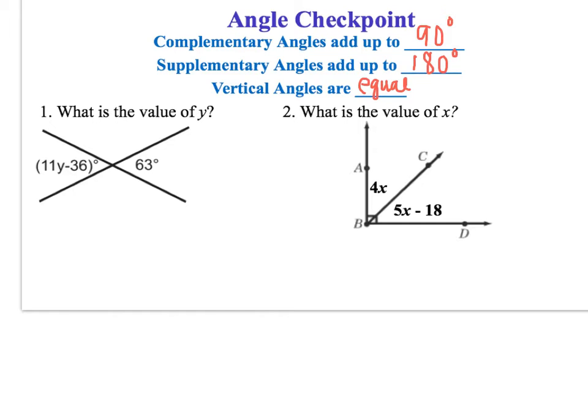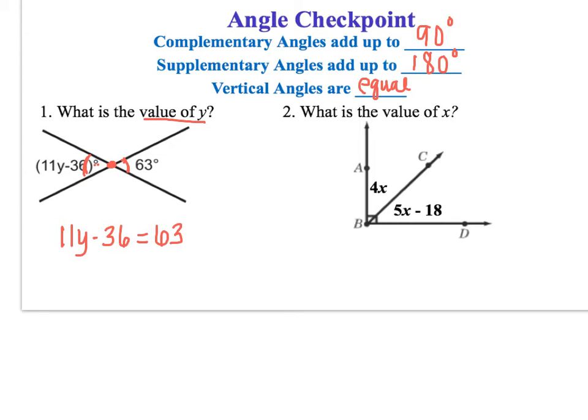So let's review how to use an equation to help us solve. For number 1, I see I have a pair of vertical angles. They share a vertex and they're opposite each other. So I know that they're equal, which means I can set up an equation to find the value of y. So I know that 11y minus 36, this angle, has to be equal to this angle since they're vertical angles.